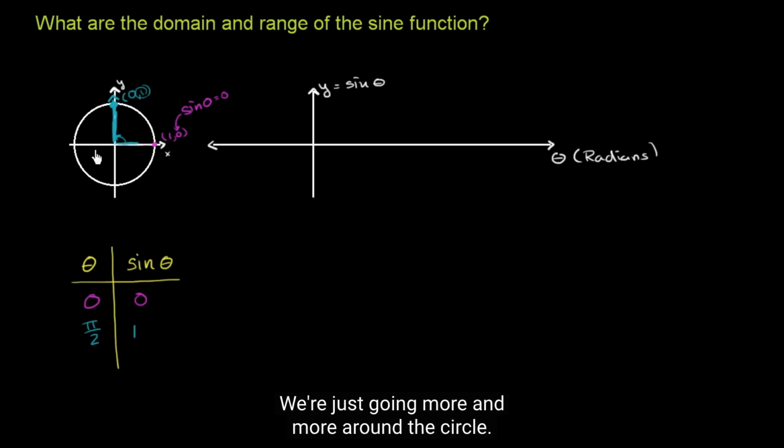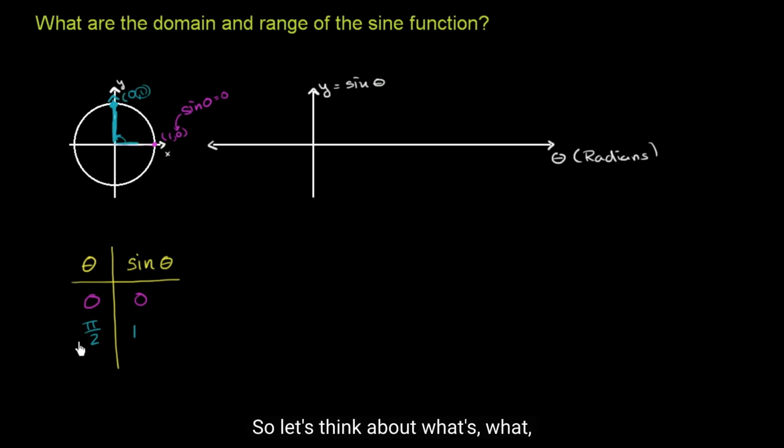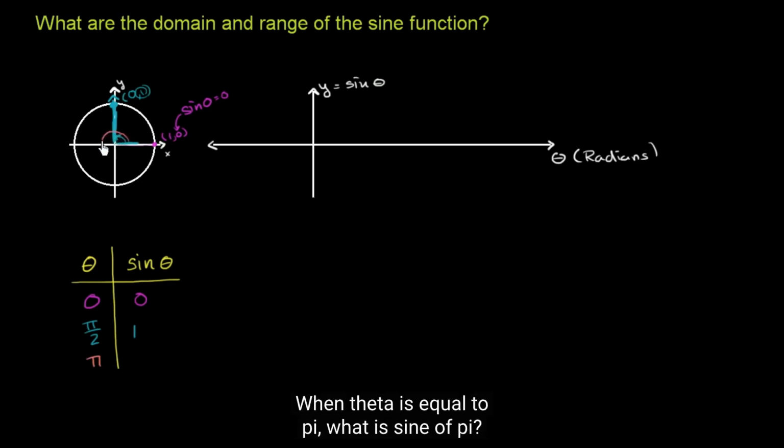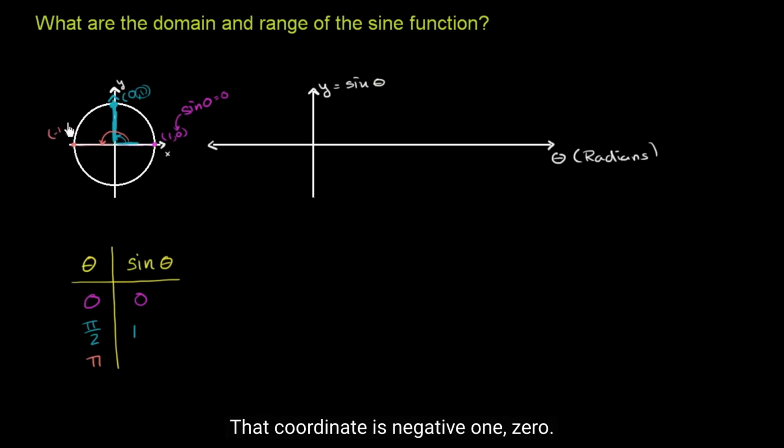We're just going more and more around the circle. So let's think about what happens when theta is equal to pi. When theta is equal to pi, what is sine of pi? Well, we intersect the unit circle right over there. That coordinate is -1, 0. Sine is the y coordinate. So this right over here is sine of pi. Sine of pi is 0.